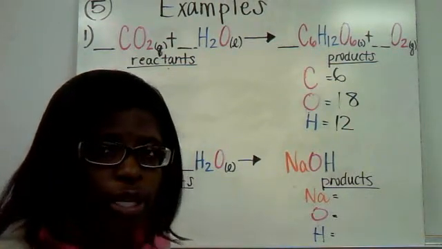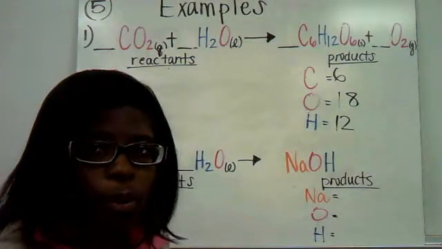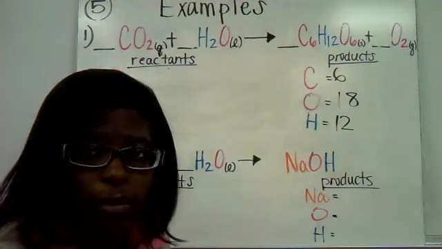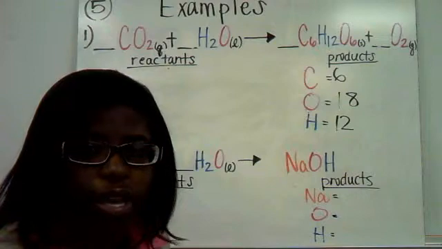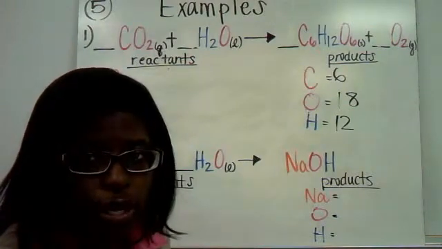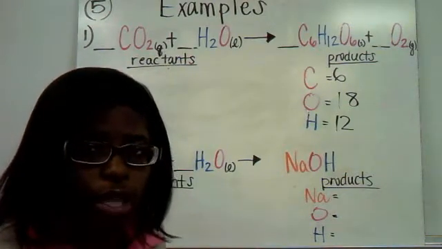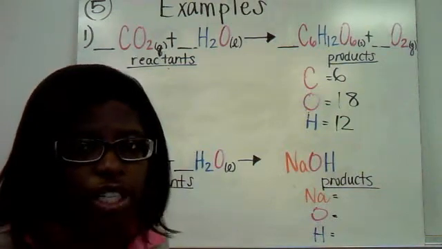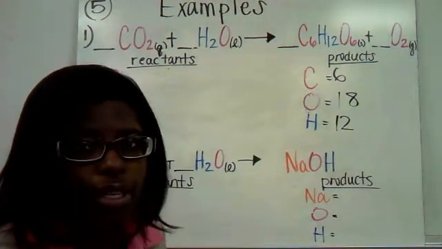So remember, the ultimate goal of balancing chemical equations is to conserve mass or conserve matter. So that means matter cannot be created or destroyed. So what you start with is what you end with. You should have the same amount of atoms of each element on the left side and on the right side.